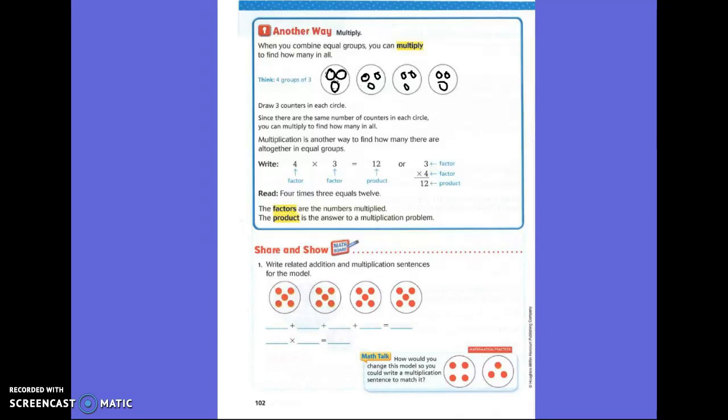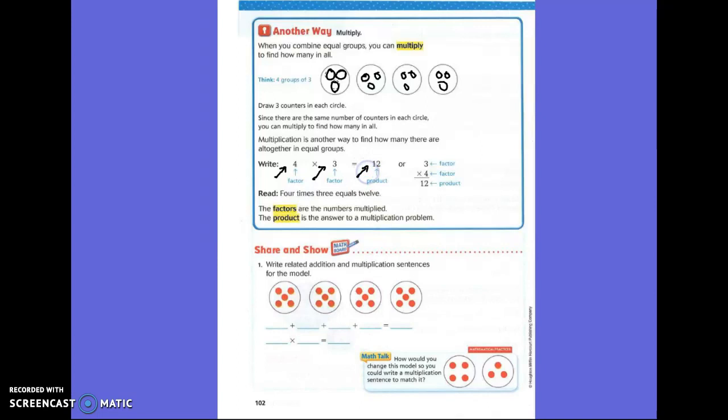Now, how many groups were there, guys? 4. 4 is your first factor. Instead of calling them addends like you do in addition, it's a factor this time, okay? Then, how many apples did you put in each cake? 3. 3 is your next factor, your second factor, okay? So you have 4 groups, you have 3 in each group, and that equals how many altogether? How many apples altogether? 12.